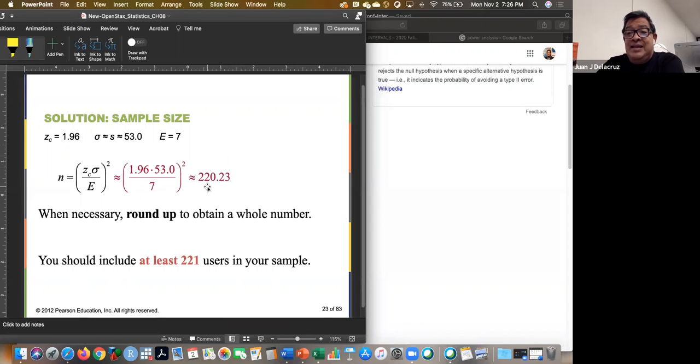Just imagine that the number of people on Facebook is very big, so 220 might not be that bad, right? So when necessary, round up to obtain a whole value. In this case, you can either use 220 or 221. I guess it might be good to round it up to the next whole number. So you should include at least 221 users in your sample. Can you use more? Sure.